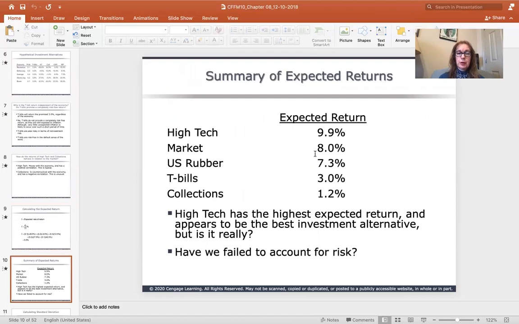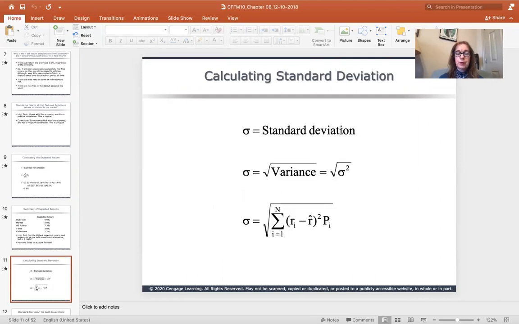Okay, so let's go back to here. We calculated the expected return. Now we're going to look at the risk. We're going to calculate the standard deviation, which shows us the variation of these returns. This is the formula for the standard deviation. It's the square root of the variance. So it's going to be the square root of the sum of each return in each state of the economy minus the expected return squared times the probability.